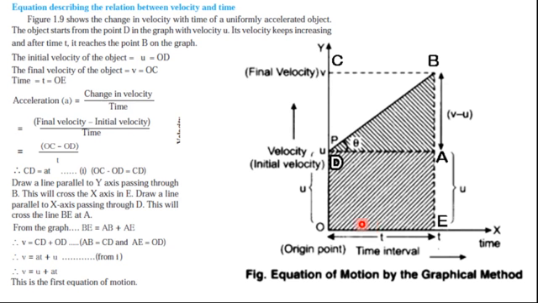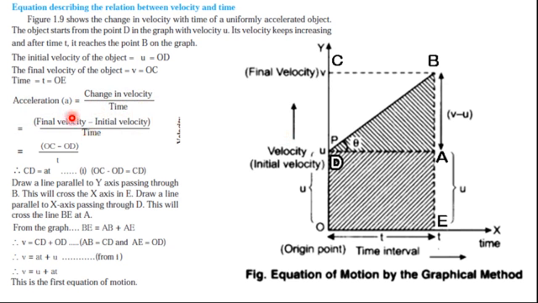Now you can just concentrate on this point. This is the time t. As we know, this is the velocity-time graph of an accelerated body, so it is called the acceleration. Now you can see here the change in velocity with time. So acceleration is equal to change in velocity divided by time.